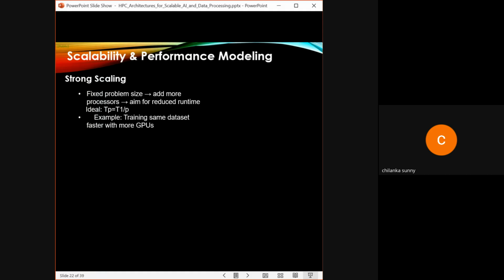For example, if we train the same data set faster with more GPUs, we keep the data set size fixed. So that's the idea of strong scaling.